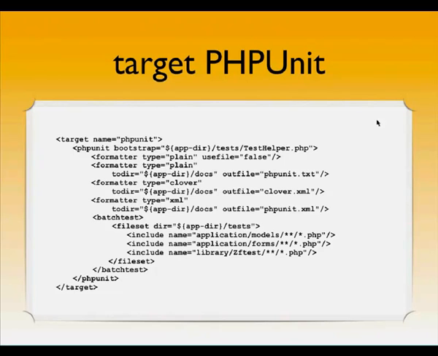I have several formatters. By plain use file is false, it will display this in my interface, which is very convenient if I want to show something. I have the same details also written into PHPUnit.txt, and my Clover XML, which is also usable in other systems like CI systems or analyzing tools. So I can write those to clover.xml.